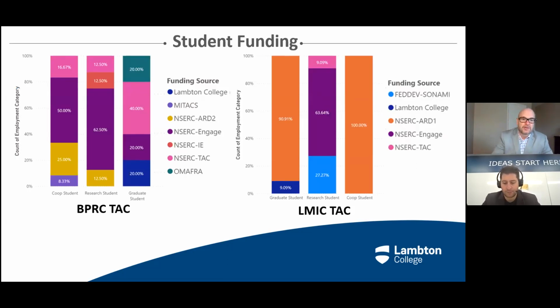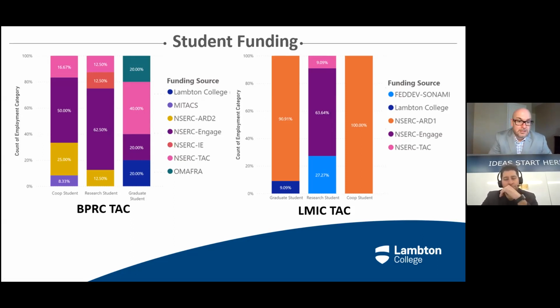So here again is BPRC TAC on this side and LMIC TAC on this side. And I know it's a bit tough to read these. This is just raw data right from our Power PI database. Just wanted to show you what it would look like. It can be a bit tough to read all these little percentages, but the idea I'm trying to convey here is it's quite diverse.